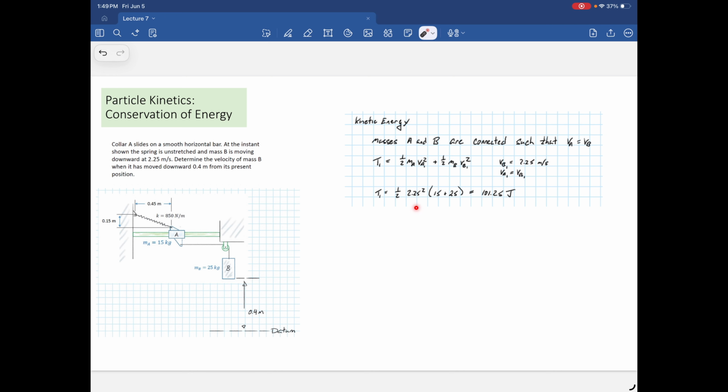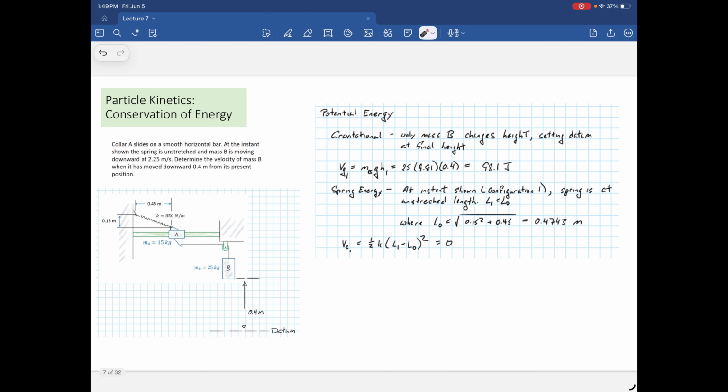And we find that the total kinetic energy of the system is 1/2 times 2.25 squared times the sum of its masses, for a total kinetic energy of 101.25 joules. The potential energy of the system will be both gravitational and spring energy.